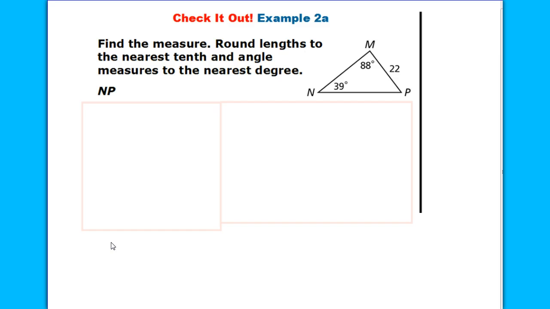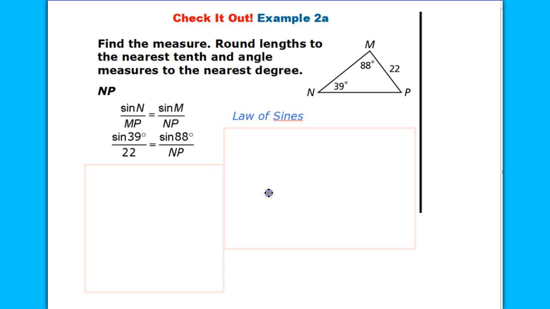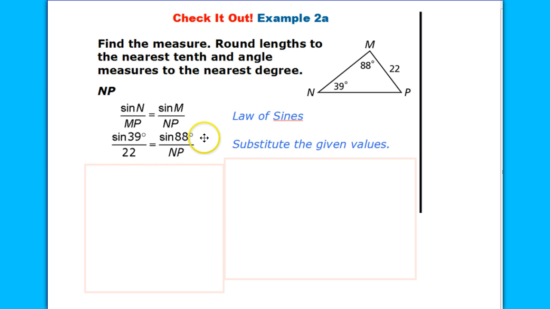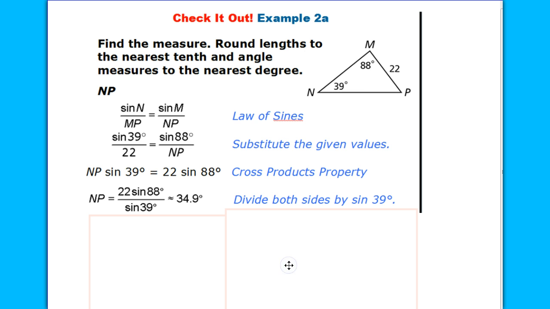Let's find the measure of NP. Okay, go ahead and come back and check your work. Once again, set up your ratios. We have angle N, so sine of N over MP equals sine of M over NP, right? And substitute known values. And to isolate, we can use our cross products and then divide, right? Cross products and divide.